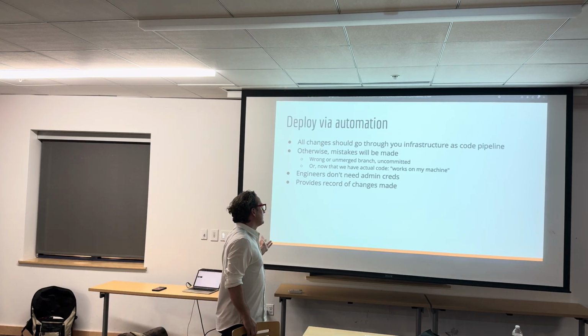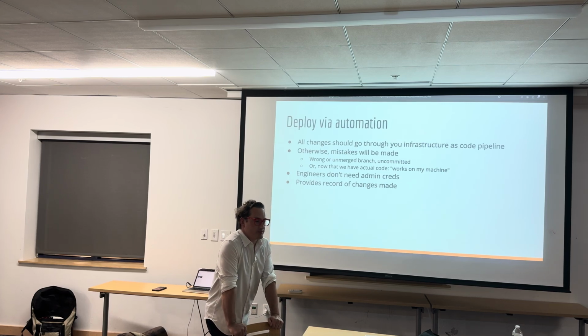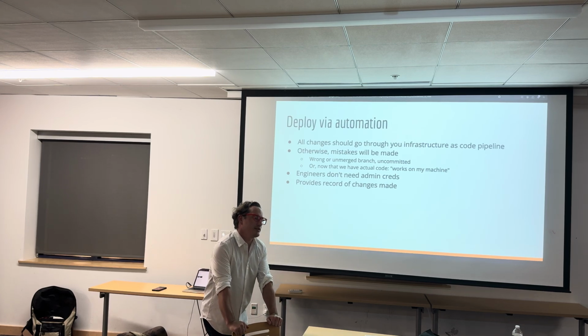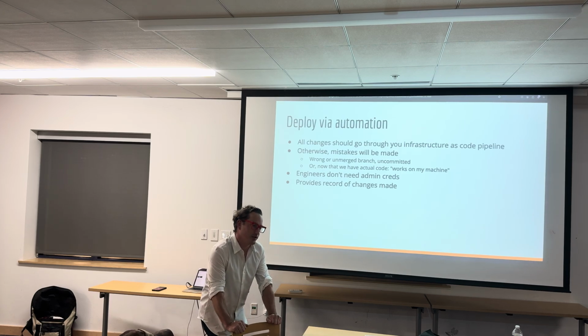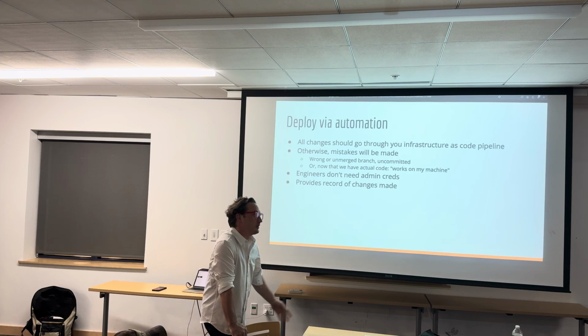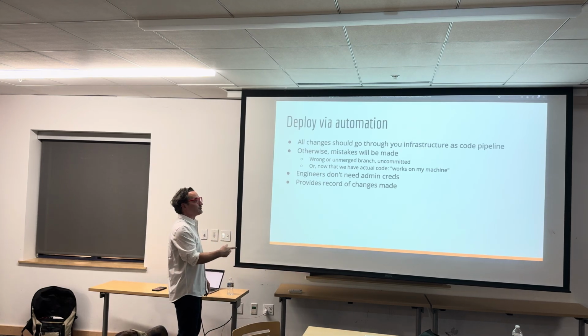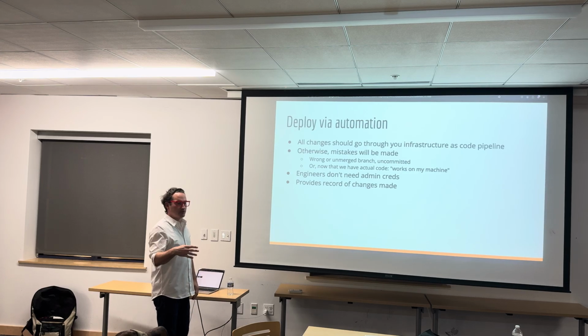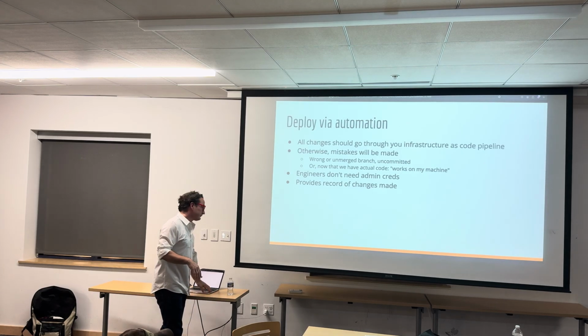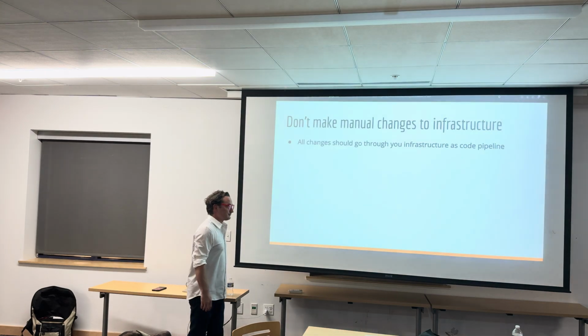It also is very handy because it gives you a record of changes made. There have been numerous times in my life where I'm like, man, I wish I had that Terraform output from 3 days ago to see what I broke. But when it lives in the Jenkins server, it's just there. You can look it up later. So always deployment automation. This is probably the most important thing. If you're not doing this now, this is something you should do tomorrow.